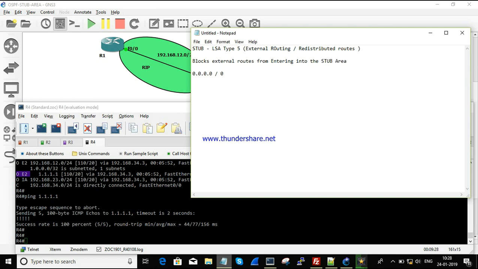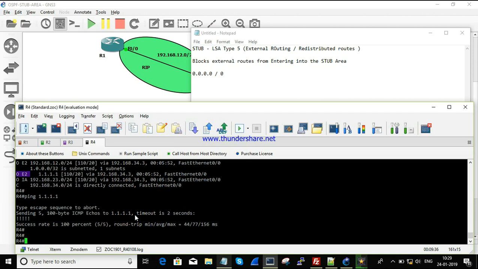Okay, it blocks the external routes from entering into the stub area. This is what a simple term indicates. Okay, so let's move on to the configuration part.